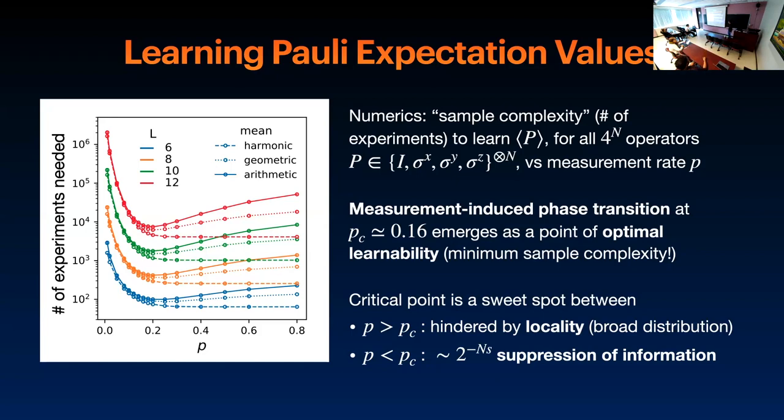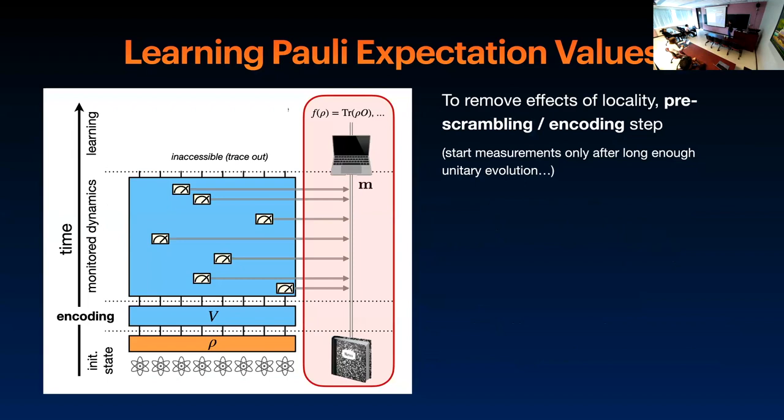Okay, so we have this interesting feature with locality here that maybe wasn't so clear, but what I'm going to do next is get rid of it. To get rid of that structure of locality, you do the following. The first step of the evolution, before we actually start making measurements, is purely unitary, and it's long enough that all the information gets spread out in the system, and we lose all notions of locality about this initial state.